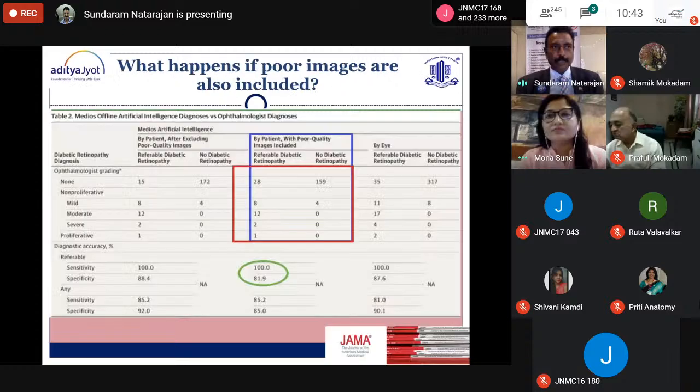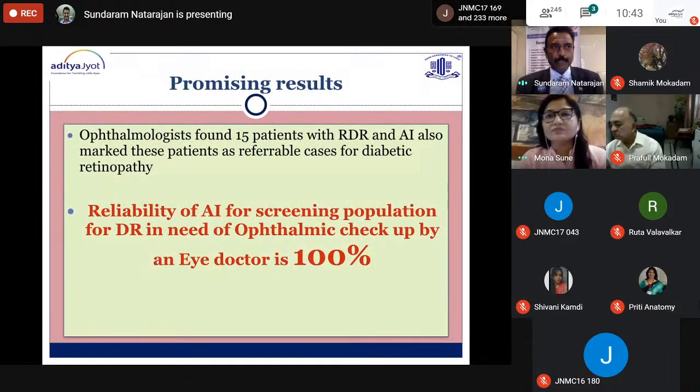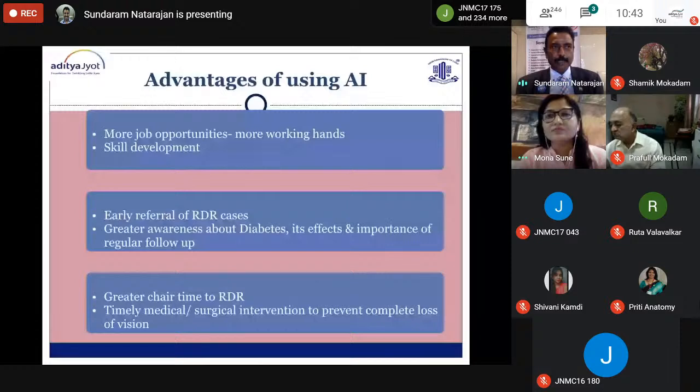So this again shows what happens if the images are poor. The reliability of AI for screening the population for diabetic retinopathy in need of an eye doctor's check-up is 100%. The ophthalmologist found 15 patients with referable diabetic retinopathy, and artificial intelligence also marked these patients as referable. That means whether you use artificial intelligence or eye doctors, both had the same result. So my idea is you can use your room boy. He uses a smartphone. Train him to do this.